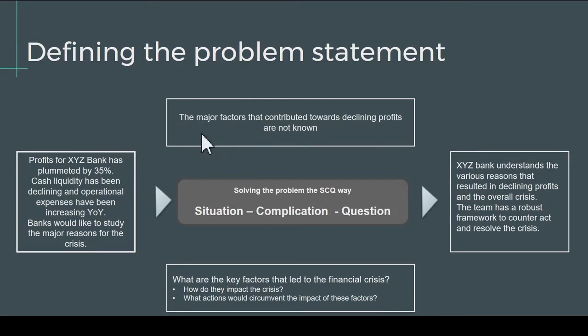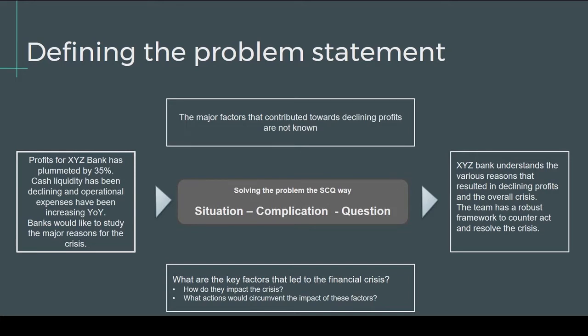That's when we ask a simple question. So, what are the likely key factors that led to the financial crisis? Now, how do they impact the crisis? What actions would circumvent the impact of these factors? If we have answers to these questions, that essentially solves a problem. So this is the simplest way we can define a problem in a structured way.